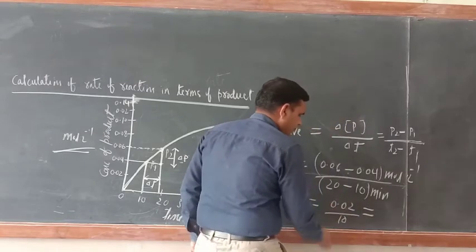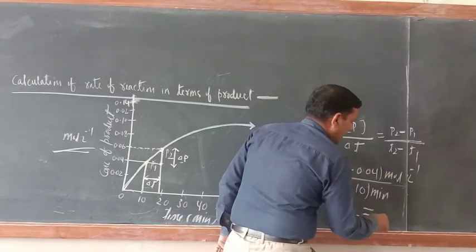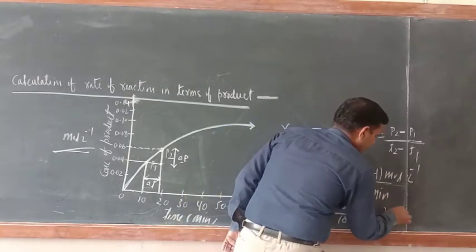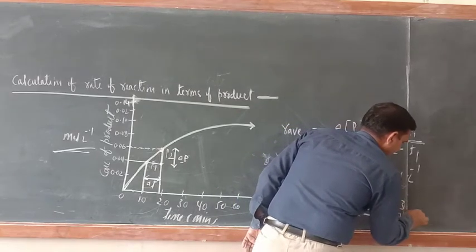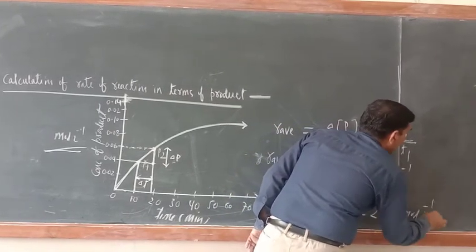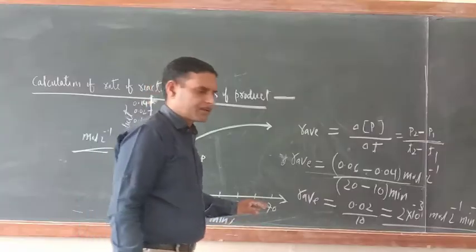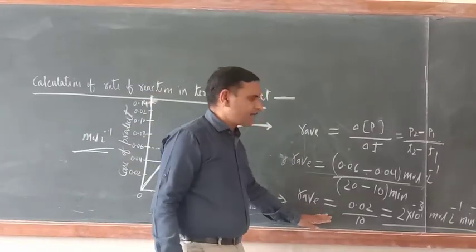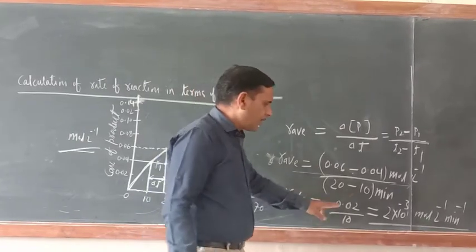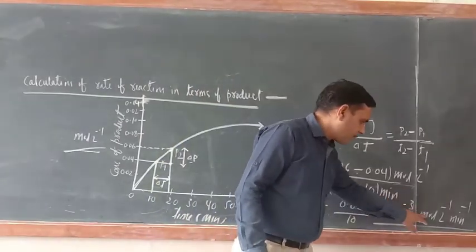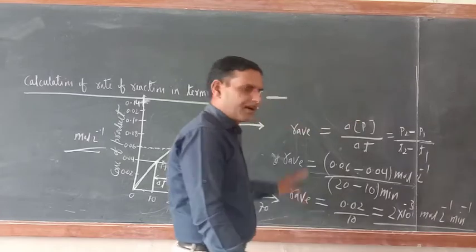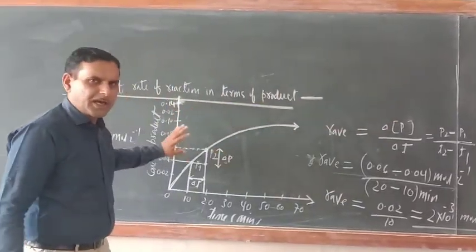So if you calculate, you will get 2 into 10 raised to the power minus 3 mole liter inverse minute inverse. So the average rate of reaction is 2 into 10 raised to the power minus 3 mole liter inverse minute inverse. This is the average rate of reaction.